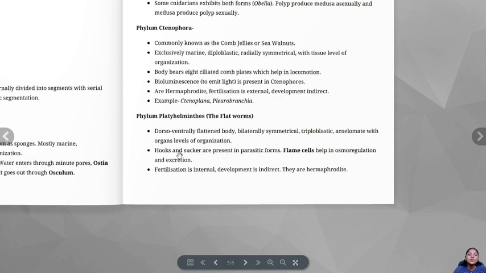Now here hooks and suckers are present in the parasitic forms. So some of these organisms, the flatworms, are parasitic, so they have hooks and suckers. Then flame cells help in osmoregulation and excretion. The fertilization is internal and the development is indirect. They are also hermaphrodites.